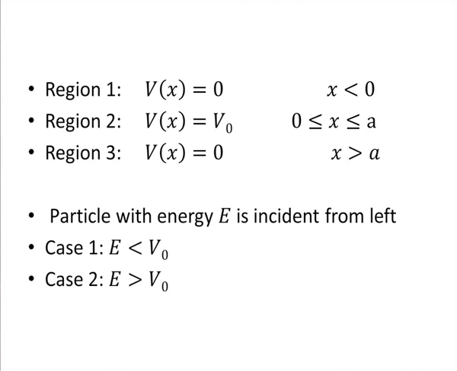Now, in region 1 V(x) is equal to 0 when x is less than 0, in region 2 V(x) is equal to V naught when x is between 0 and a, and in region 3 V(x) is equal to 0 when x is more than a. A particle with energy E is incident from left and we are going to consider two cases. Case number 1 when E is less than V0 and case number 2 when E is more than V0. That means, in one case the energy of the particle is less than the barrier height and in another its energy is more than the barrier height.